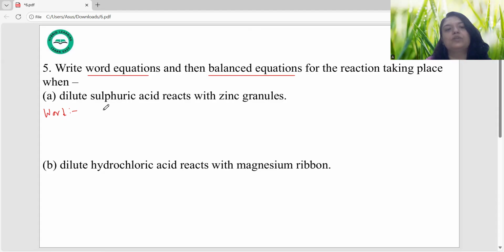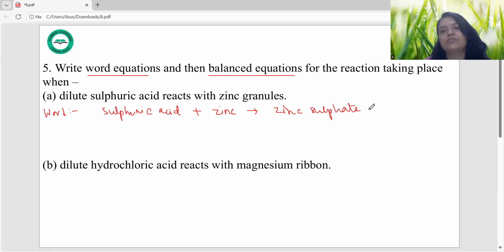So how do I write the word equation? This is sulfuric acid. Word equation means you have to write the full thing. Zinc granules means zinc, basically. So sulfuric acid plus zinc will give zinc sulfate plus hydrogen gas. So if they're asking you, you have to write it like this. Now the chemical equation, I'm going to write the balanced equation.